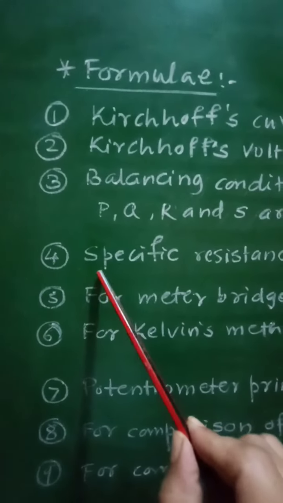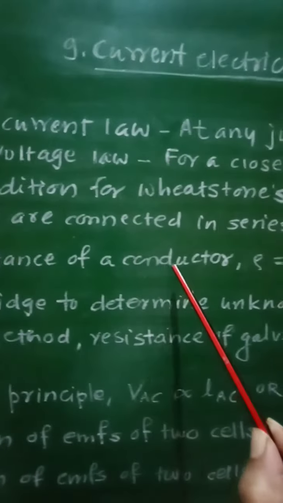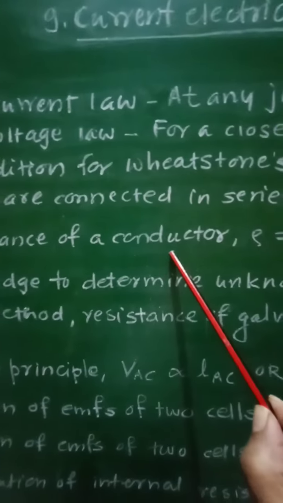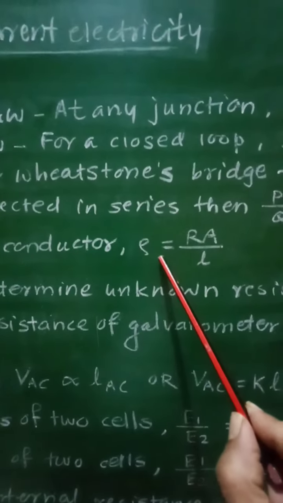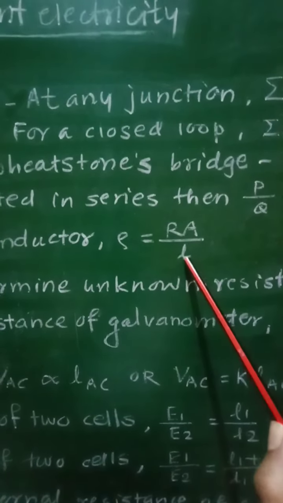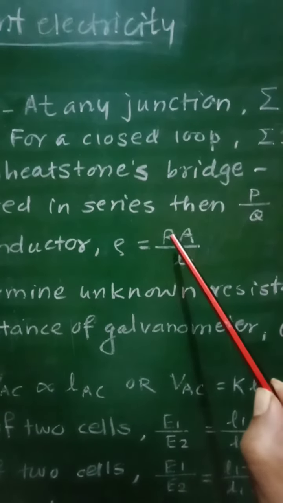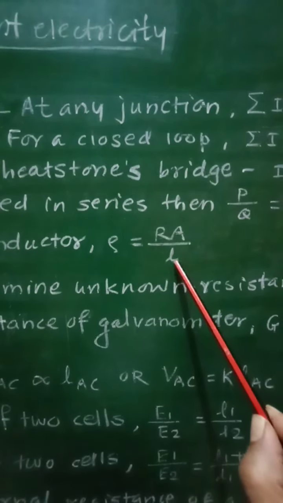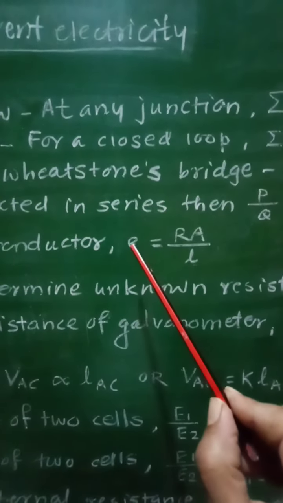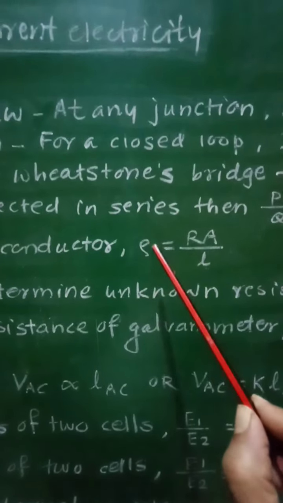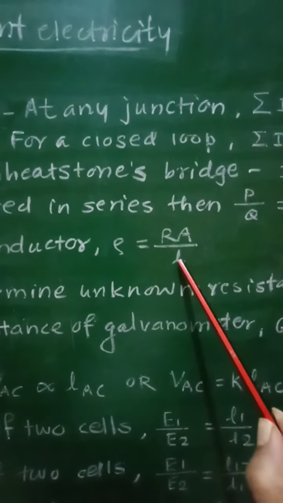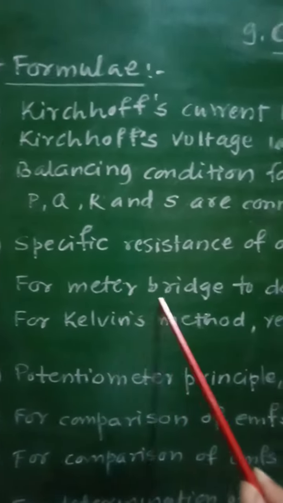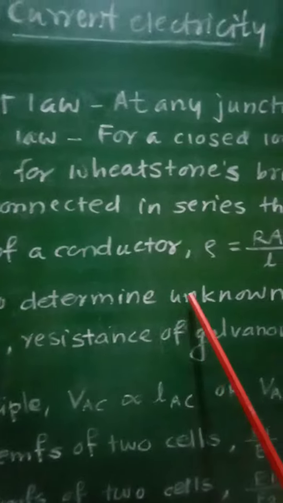Fourth formula gives the specific resistance of a conductor, that is resistivity of a conductor, rho equal to RA upon L, where R will be resistance of that conductor, A is area of cross section of the conductor and L is the length of that conductor. Therefore specific resistance or resistivity rho equal to RA upon L.